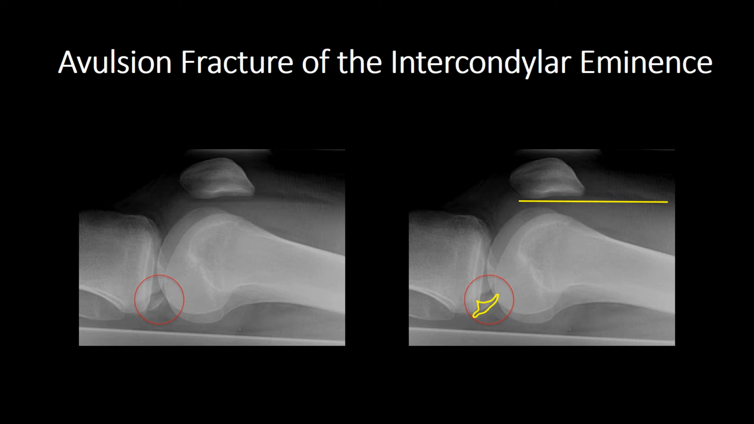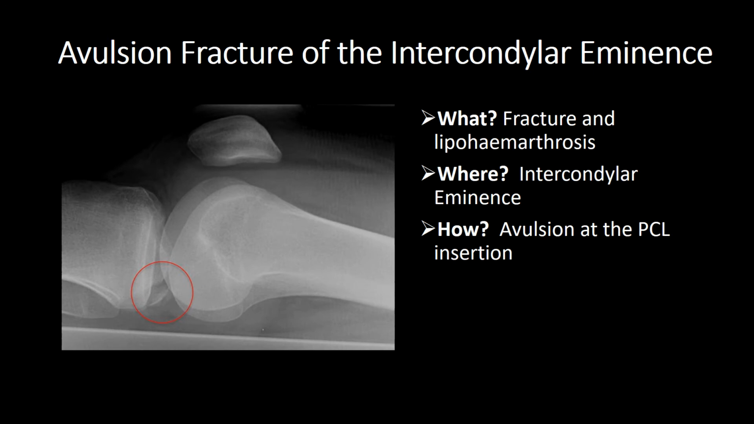So with this image, we've now got an avulsion fracture at the posterior cruciate ligament. If you look carefully, the anterior spine has been left intact and the small fracture fragment is seen posteriorly. This is also associated with a really lovely lipohemarthrosis. We know it's a lipohemarthrosis because there's a dead straight line with the blood forming inferiorly and the fat floating on top, creating a fat-blood fluid level. So what is it? It's a fracture and a lipohemarthrosis, where it's the intercondylar eminence, how: avulsion at the posterior cruciate ligament insertion.